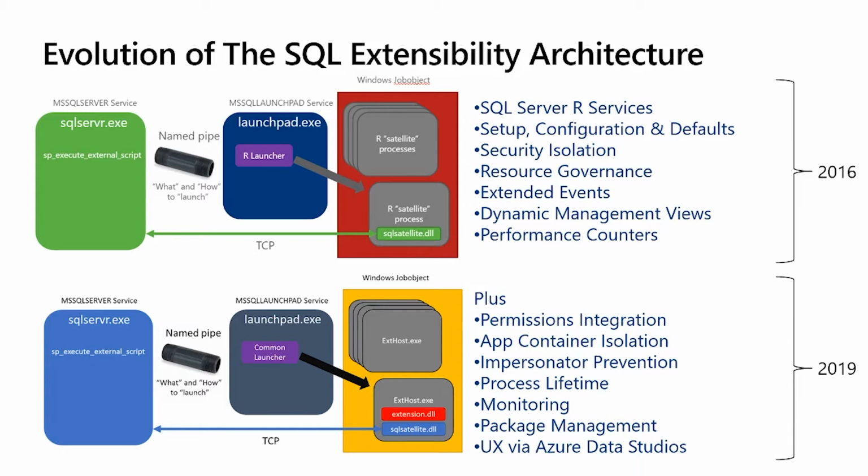When we fast forward to 2019, we used a similar architecture, but this time we extended the R launcher to a common launcher, realizing that there would be other data science languages that would be required for machine learning. We created a new extension host EXE that allowed you to use that new external language extension against your SQL Server in a similar way as before.